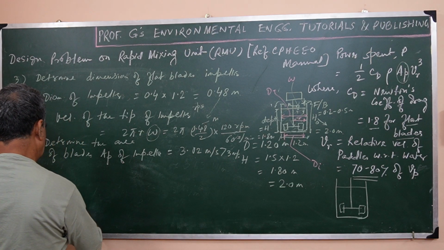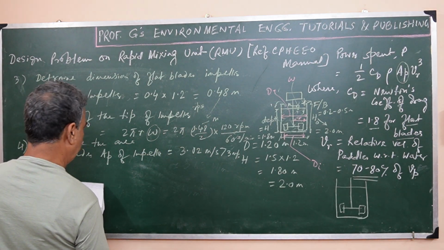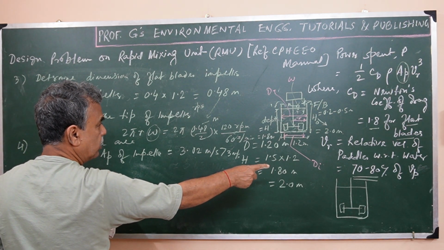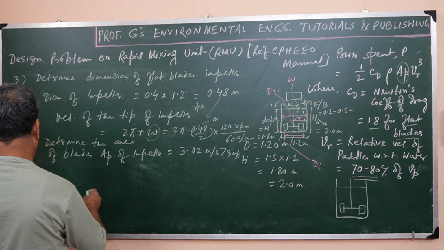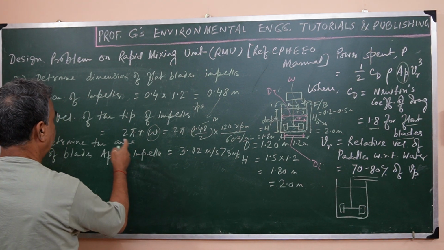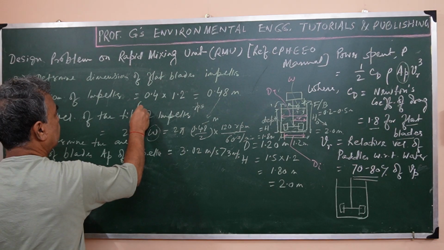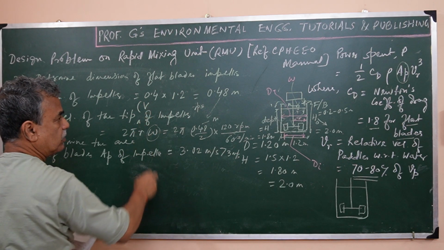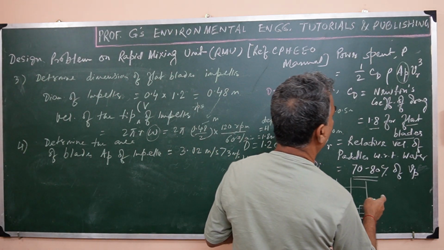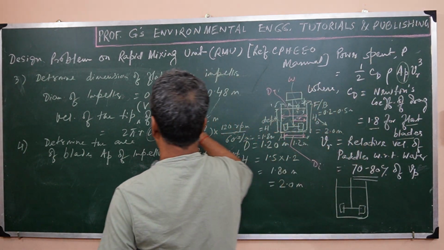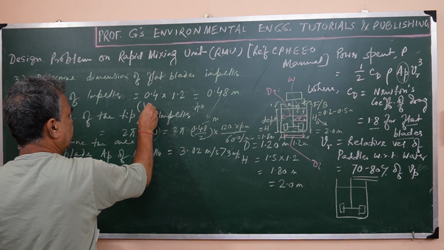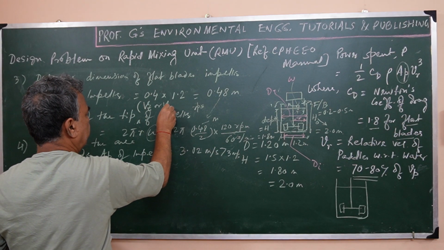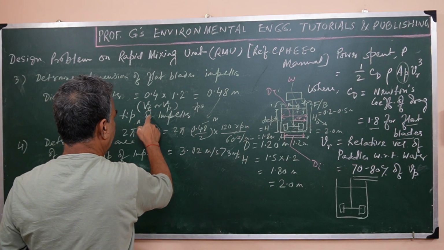If we take the CD value here, it is taken as 1.8 or so. And if we take VR equal to 75% or so of the velocity of the tip, say this is the peripheral or tangential velocity also. Here we have written VR, the relative velocity, and here the tip velocity, peripheral velocity or tangential velocity.